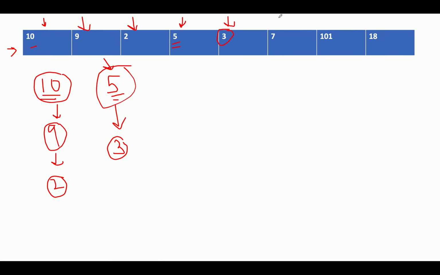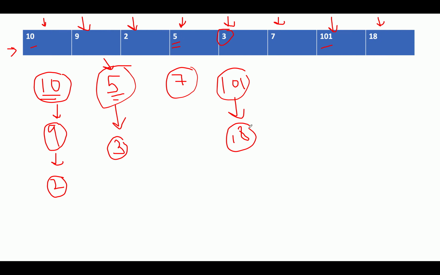as 5. Next we have 7. 7 is greater than 3, that means you need to create a new column for this, and let's move ahead in the iteration. Then we get 101, and 101 is again higher than 7, therefore we'll create a new column. And next we have 18. 18 is lower than 101, that means we'll place it in the same column as 101.